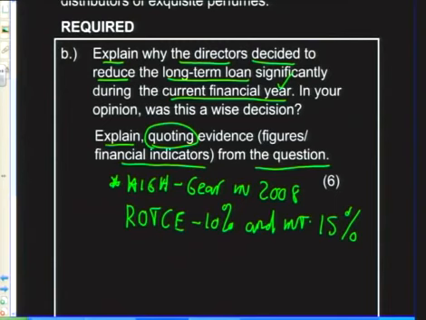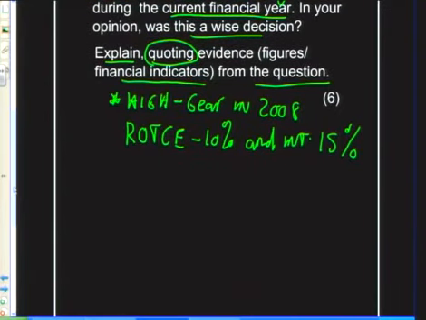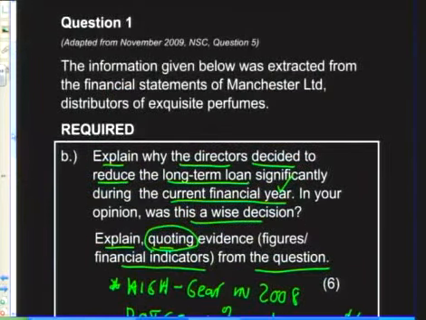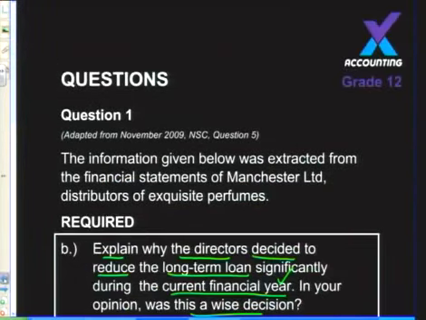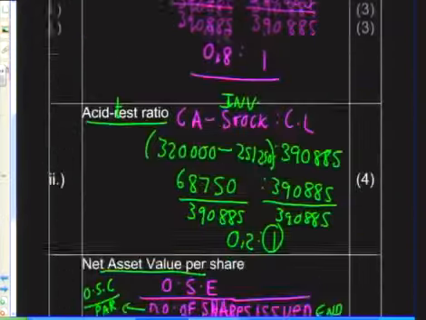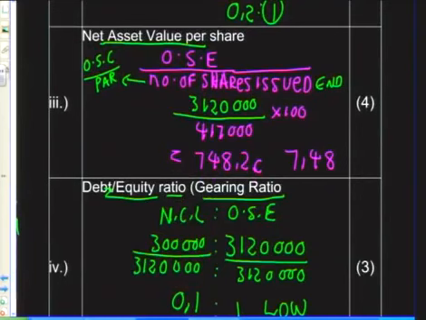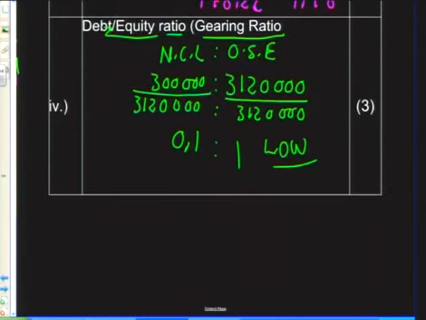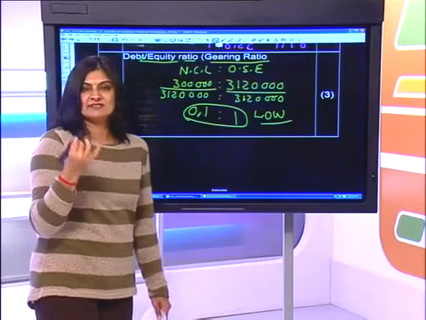Let's now look at the second question. In your opinion, was this a wise decision? Now clearly, guys, yes, it was a wise decision. We are then asked to quote relevant figures, financial indicators from the question itself, and you don't have to go very far. If we go to the previous question, let's look at what happened to our debt equity ratio. Let's just go down a bit. There's our debt equity ratio. It's obviously now low geared. So it was a wise decision.